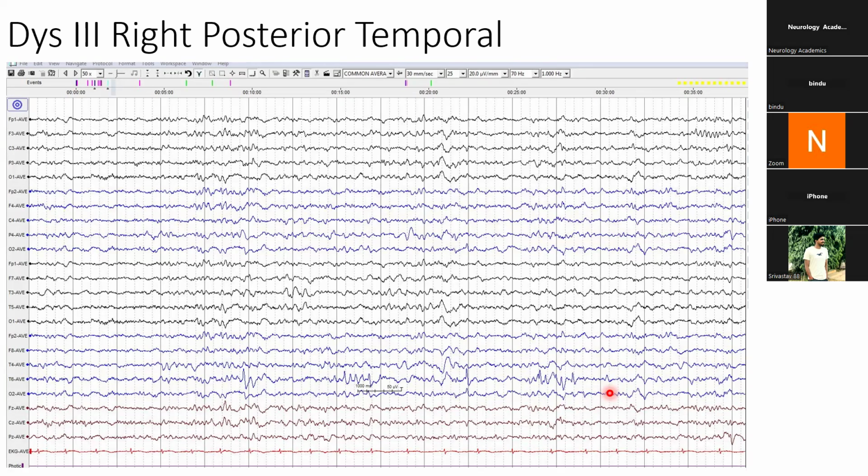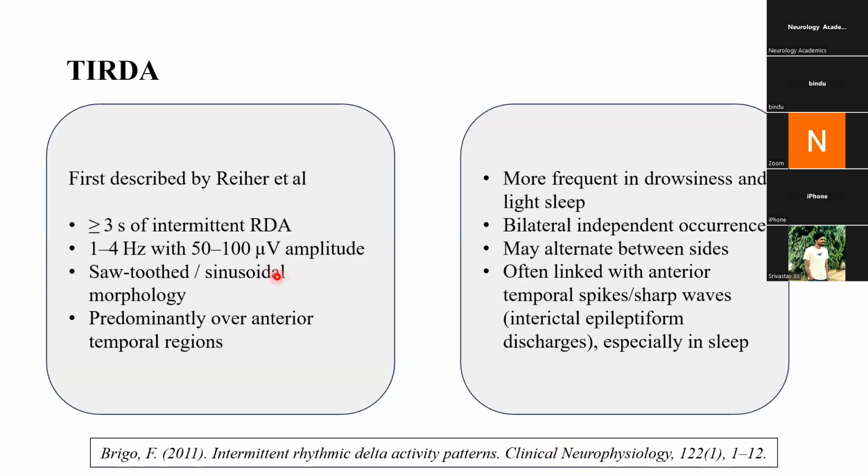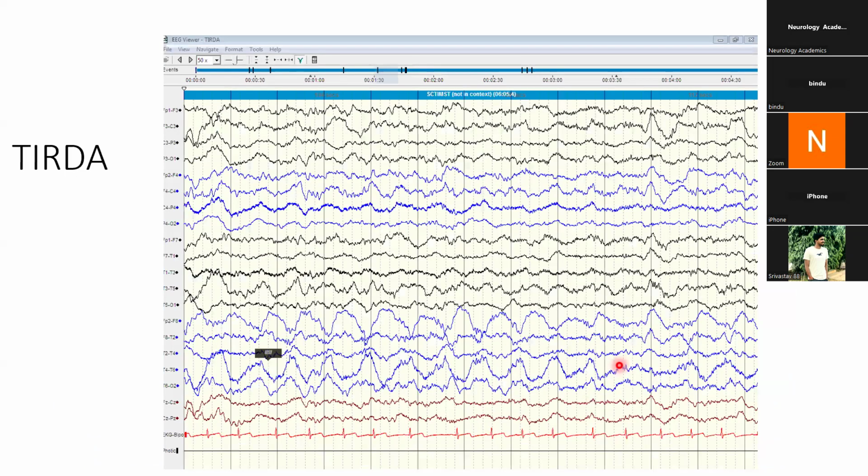So in DIS 3 we will classify TIRDA, that is 1 to 4 hertz intermittent rhythmic delta activity with 50 to 100 microvolt amplitude, which can be either sawtooth or sinusoidal morphology, seen predominantly over the anterior temporal region, more frequently seen in drowsiness and light sleep. This is often linked with the anterior temporal spike or sharp wave that are interictal epileptiform discharges. So here we can see intermittent rhythmic delta activity of 1 to 3 hertz that is coming rhythmically in the right temporal region. Same as seen in the common average also.